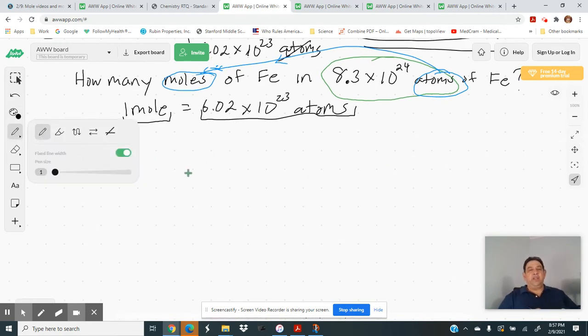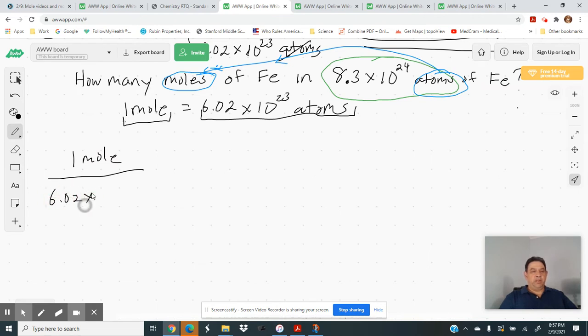Another way you can do it is by doing proportions. Basically, we want moles in the end, right? So we know that for every 1 mole, there's 6.02 times 10 to the 23rd.